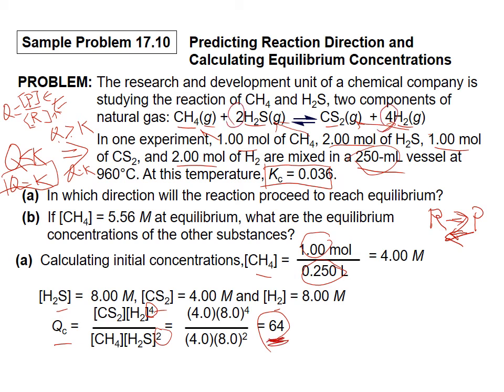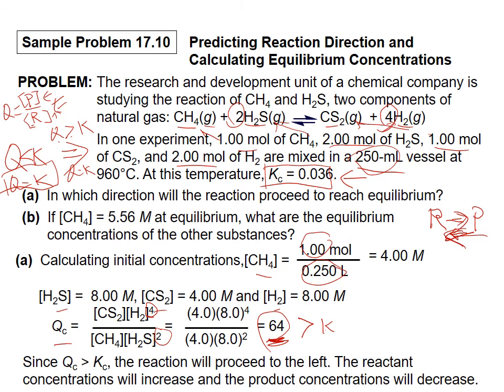So compare this Q and K. We can see that Q is much greater than K. That means the system has too much product, and therefore the reaction must go in reverse, to the left side, to reduce product and increase reactants until Q becomes K, and then the reaction reaches equilibrium. Okay, so A is a question that we learned in the beginning. So now let's look at B. In B we know that at equilibrium the methane concentration is 5.56.